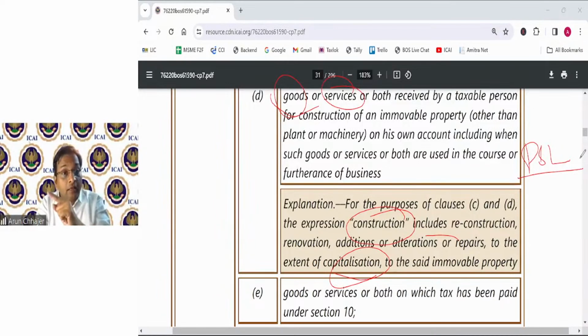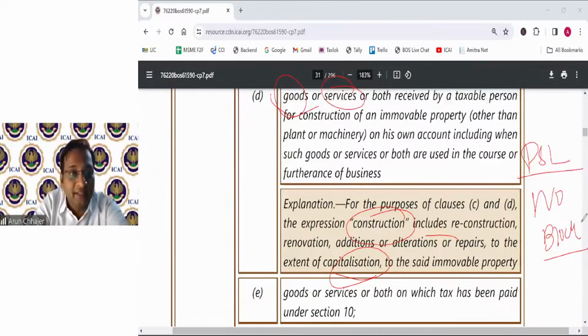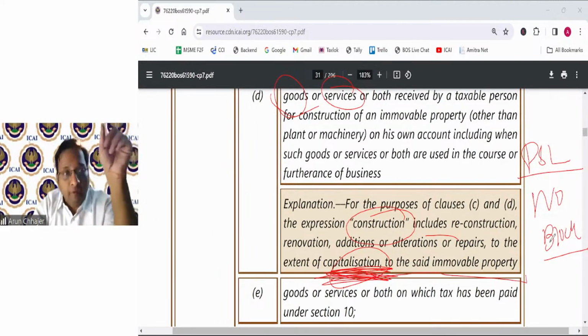Is there any disallowance of ITC? In that case, no blockage. Because blockage would be applicable only when the expenditure is being capitalized to that immovable property.